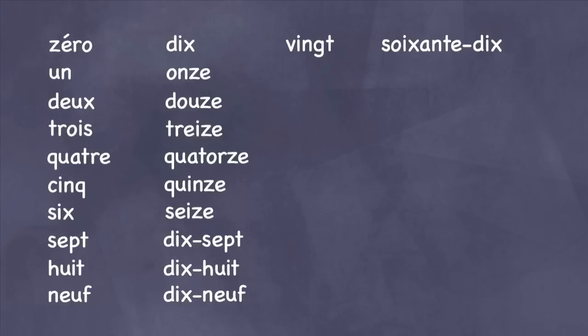Here's where it starts getting weird. To say 70 in French, you're technically saying 60, 10. To say 71, you're technically saying 60 and 11. Here's how you proceed into the 70s.